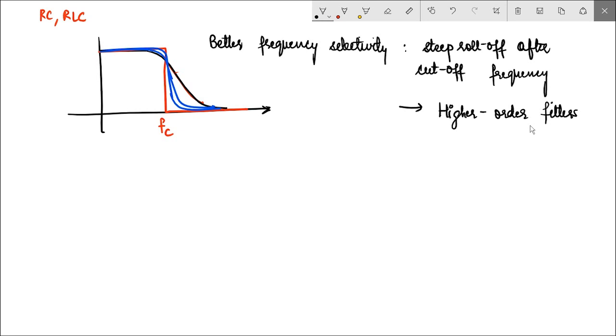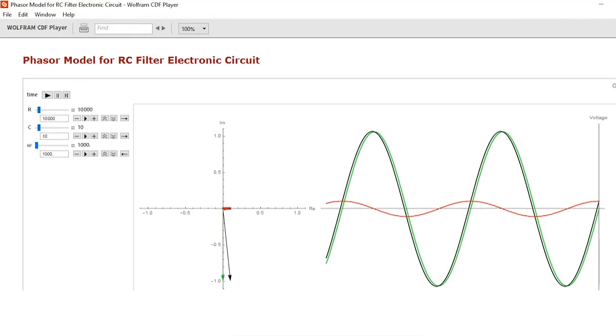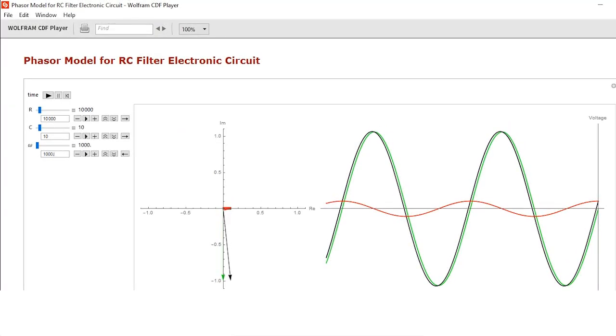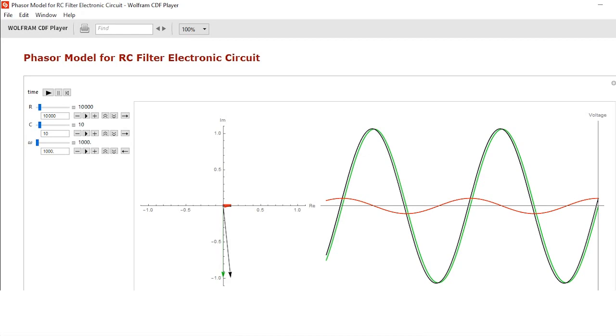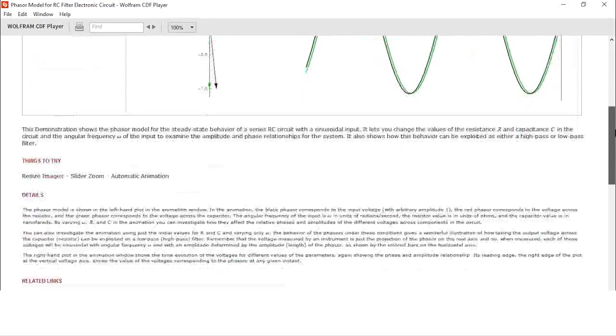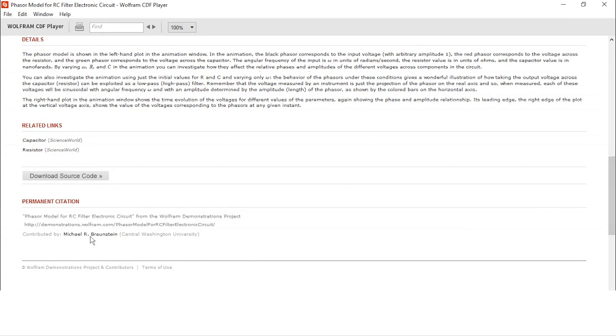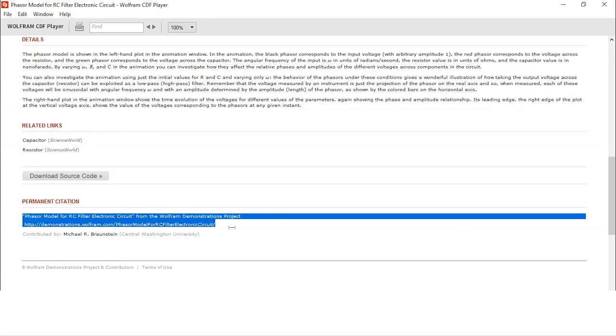So here I've got a demo of the phasor model for an RC filter. This demo is from Wolfram.com, a Wolfram demonstration contributed by Michael Bronstein. I've put this link in the description as well. You can always download the CDF player and then download this demo and play it on the CDF player.